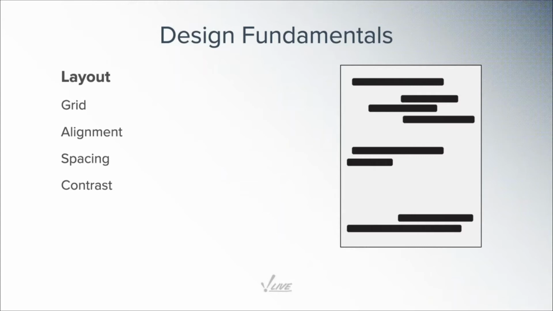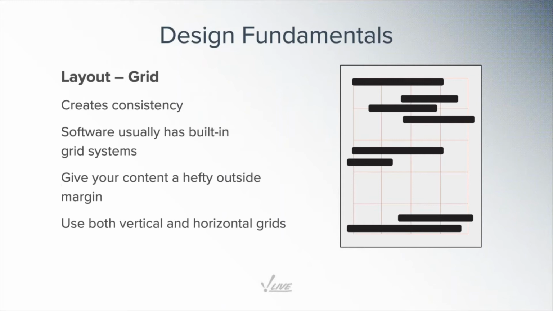Looking at the image to the right, there's a layout with shapes scattered about that represent blocks of type. Their placement has no rhyme or reason and is very unorganized. In order to start cleaning this up, we want to add an underlying grid that will create structure and consistency in the layout. Forming a grid is very simple.